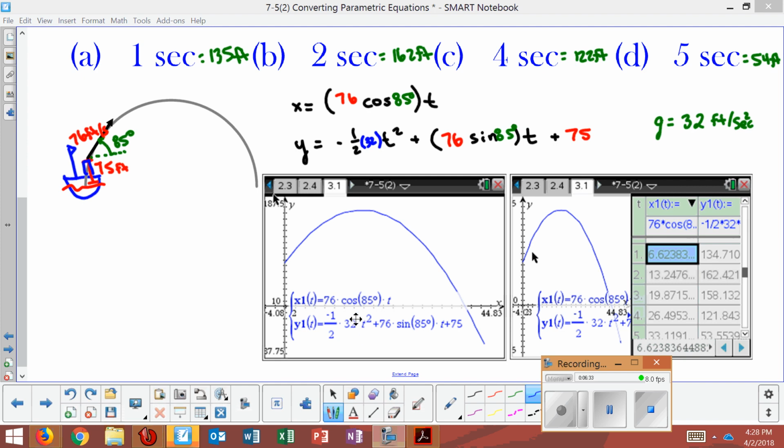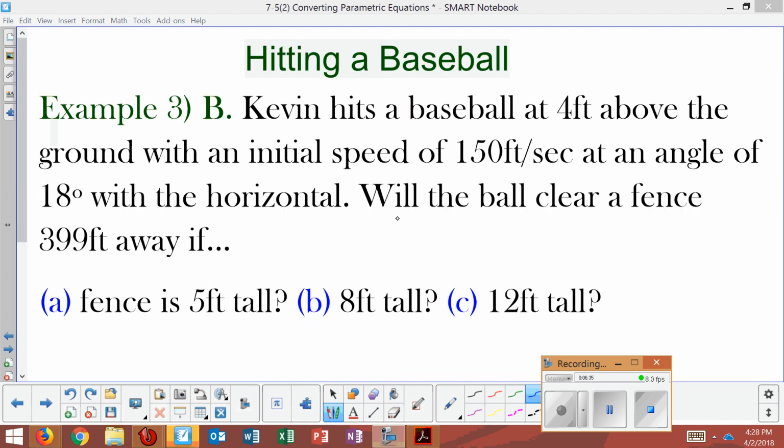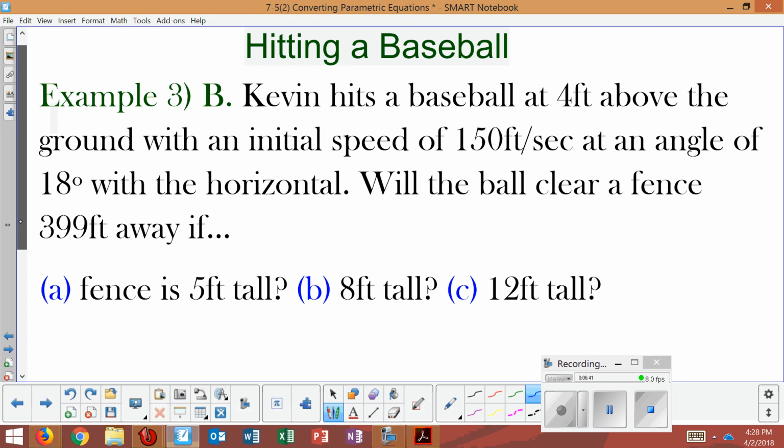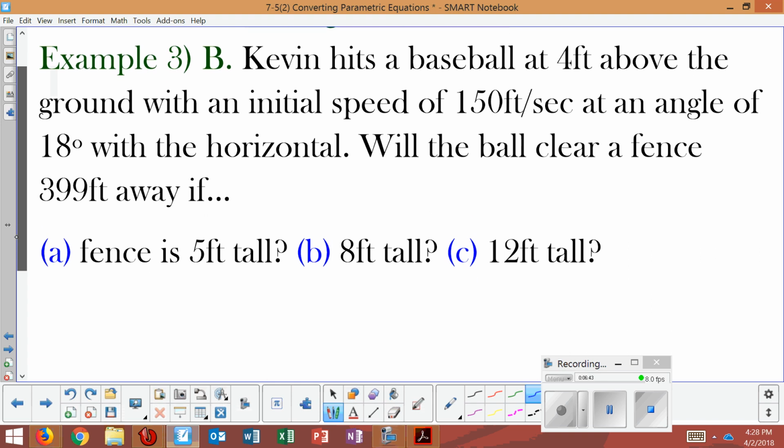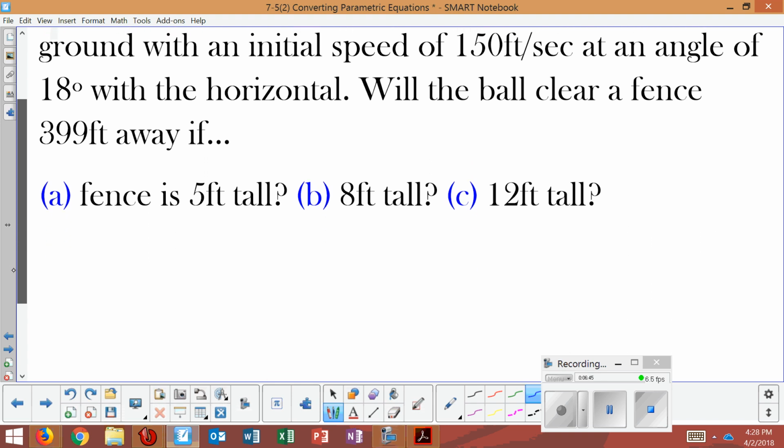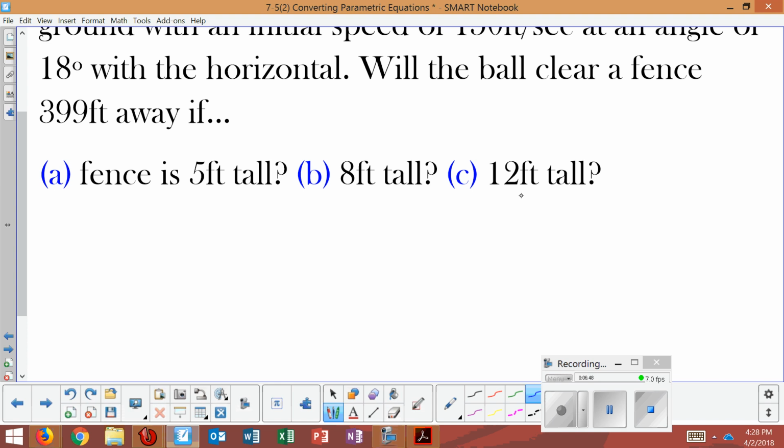Let's try another one. Let's try part B here. It says Kevin hits a baseball 4 feet above the ground with initial speed of 150 feet per second at an angle of 18 degrees with horizontal. Will the ball clear the fence 399 feet away if the fence is 5 feet tall, if it's 8 feet tall, or if it's 12 feet tall? Let's see. So here's Kevin. He's hitting, and so he's got his bat out here, and as he's swinging, he hits this baseball, and it flies off the bat.